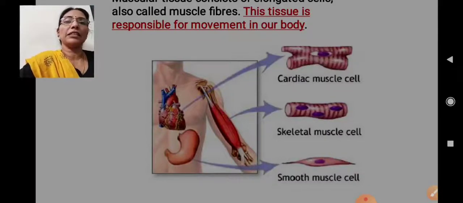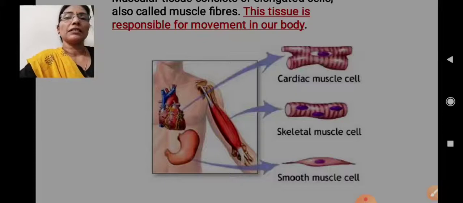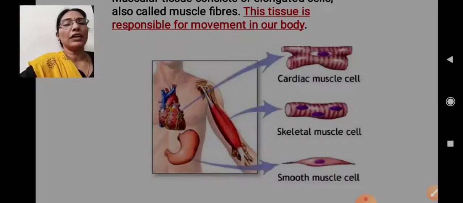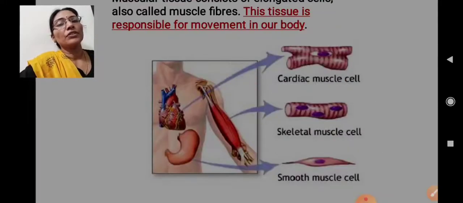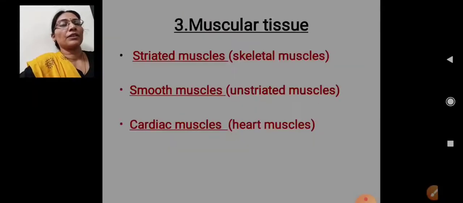Cardiac muscles, as their name indicates, cardiac means related to heart. They are heart muscles. They are only seen in the heart. We cannot see them anywhere else in the body. Second is skeletal muscles. Skeletal muscles are associated with bone, skeleton, as their name indicates. And smooth muscles are seen in the internal organs, which help in movement of the internal organs. So now we can see three types of muscles: striated muscles, smooth muscles, and cardiac muscles.